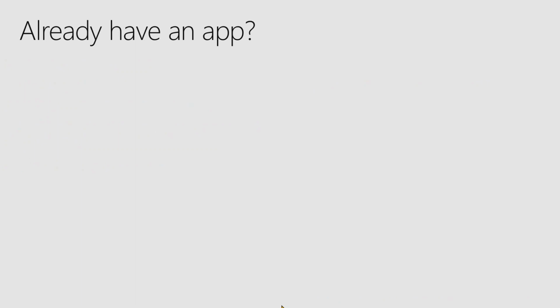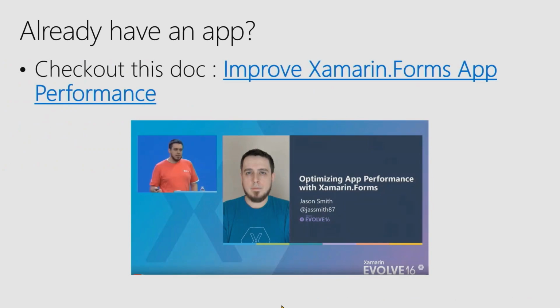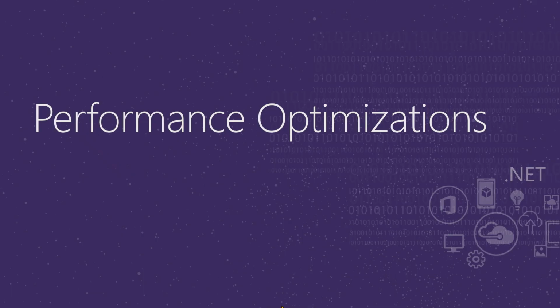And suppose you are watching right now and you already have an app and you're hitting problems. Please go check out the Improve Xamarin.Forms App Performance doc that we have. It is extensive, it is long, it has a lot of stuff I'm going to be talking about today. It has a lot of stuff probably already mentioned in some of the sessions from today, so it's a good place to start. And it has my favorite video in the whole world, Jason's talk from Evolve 16, which is a legitimately awesome talk and absolutely relevant even today. All right, so let's talk performance optimizations.